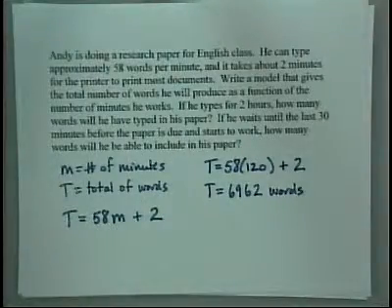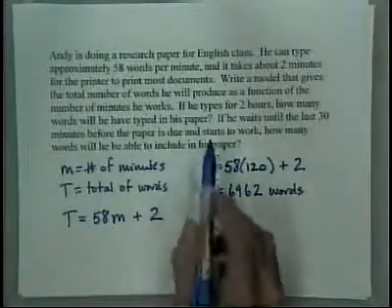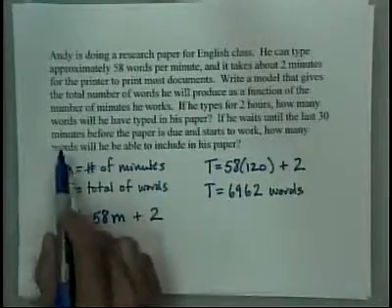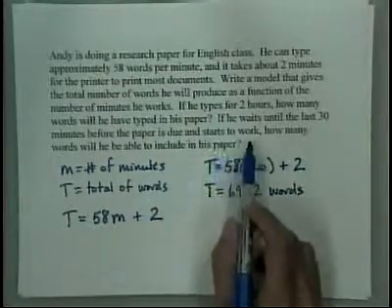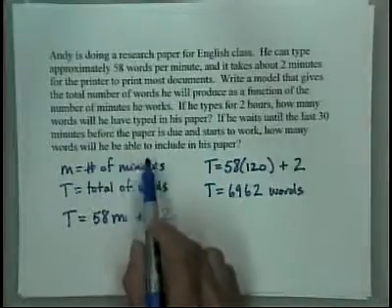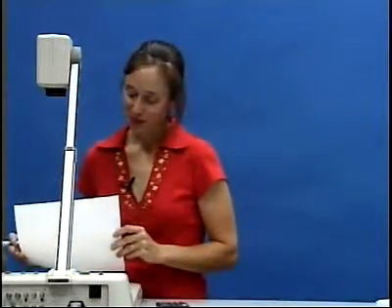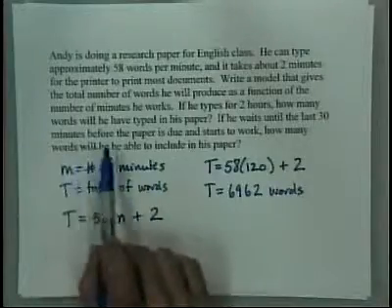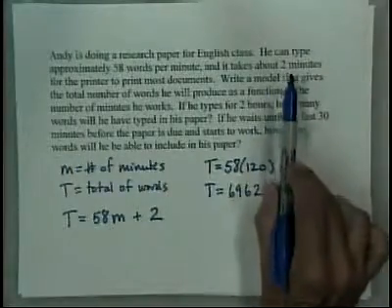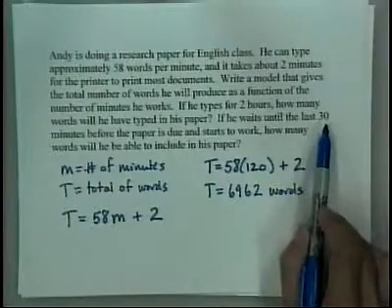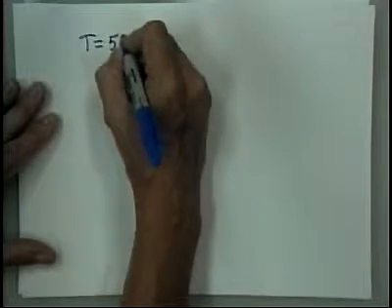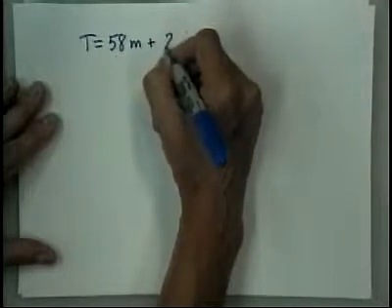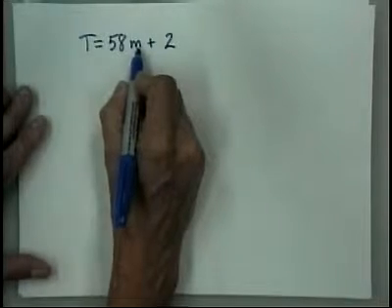Well, there's another question here. The next question says, if he waits until the last 30 minutes before the paper is due and starts to work, how many words will he be able to include in his paper? Well, let's see how we can answer that question. If he has only 30 minutes to work and it's going to take 2 minutes for the printer, then he's only going to be able to type for 28 minutes. So the total number of words is 58 times the number of minutes plus 2. But the number of minutes he'll be typing is only 28.